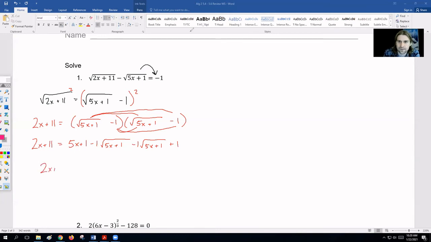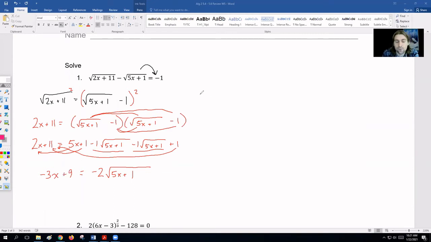Now that we got that FOILed out, we want to isolate the new radical here. We have a negative 1 and a negative 1, which make a negative 2 radical 5x plus 1. We're going to move some things over here. We'll move the 5x over, and then the minus 1 over, and also another minus 1 over. So 2x minus 5x is negative 3x, and 11 minus 1 and minus another 1 is 9.